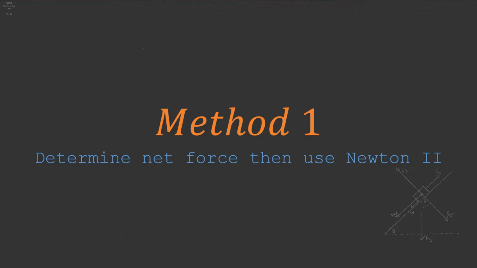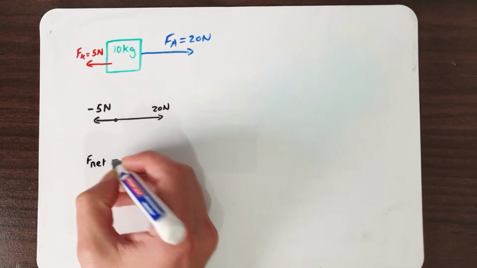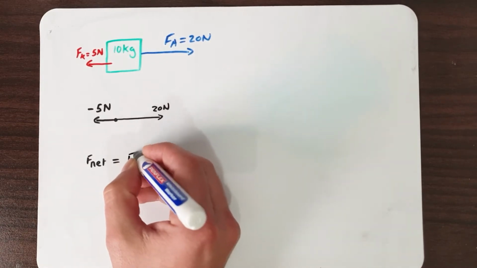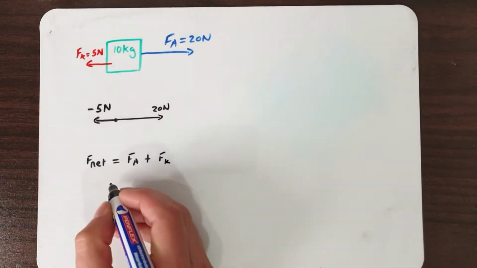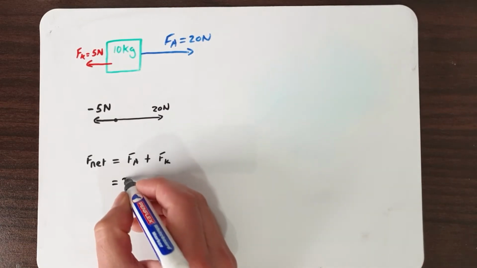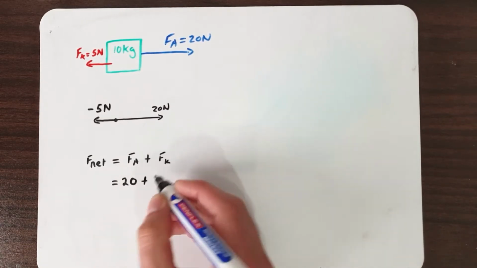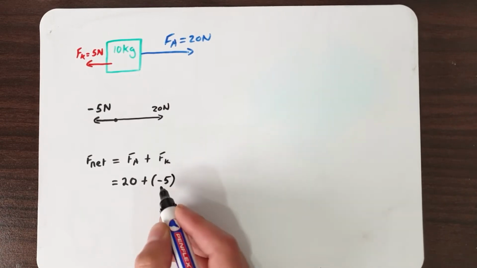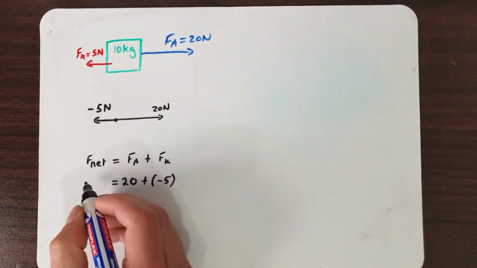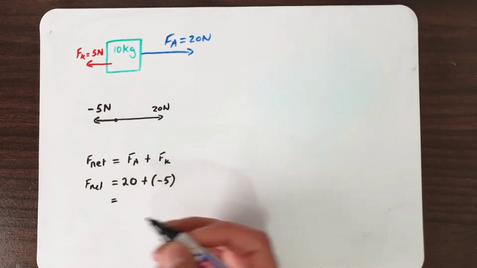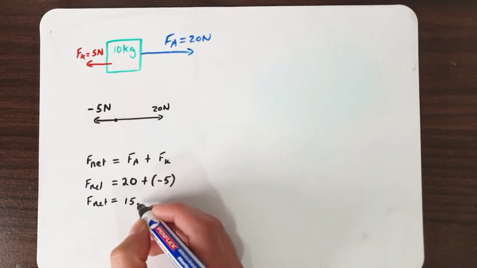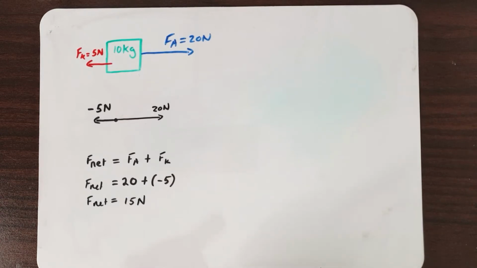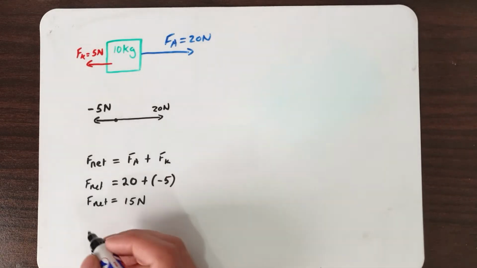The first thing we can do then is find out the net force acting on the object. So F net is equal to force applied plus the frictional force. We can substitute in our values there: 20 plus minus 5, once again because that is acting in the opposite direction to the 20 newtons. That means that we have a total net force equal to 15 newtons.